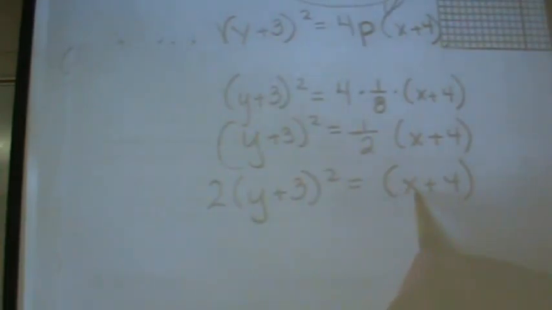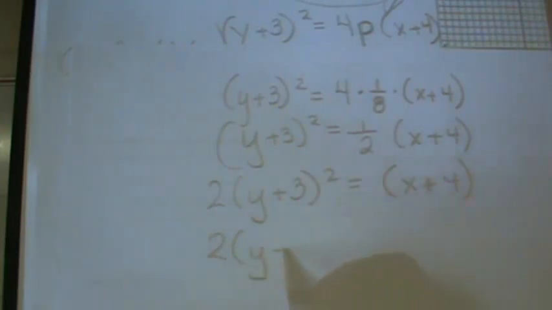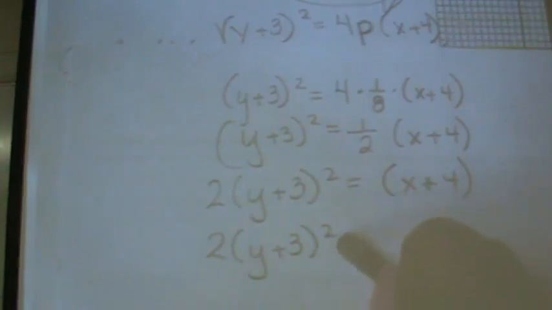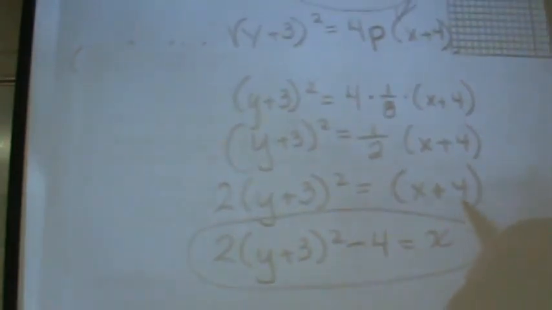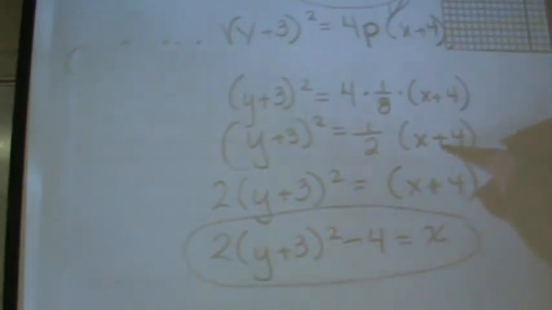Okay, and then how would I get x by itself now? How do I get rid of this 4? Subtract 4. Whoops, minus 4. So I just want to show you that this equation is the same as this one, it's just rewritten.